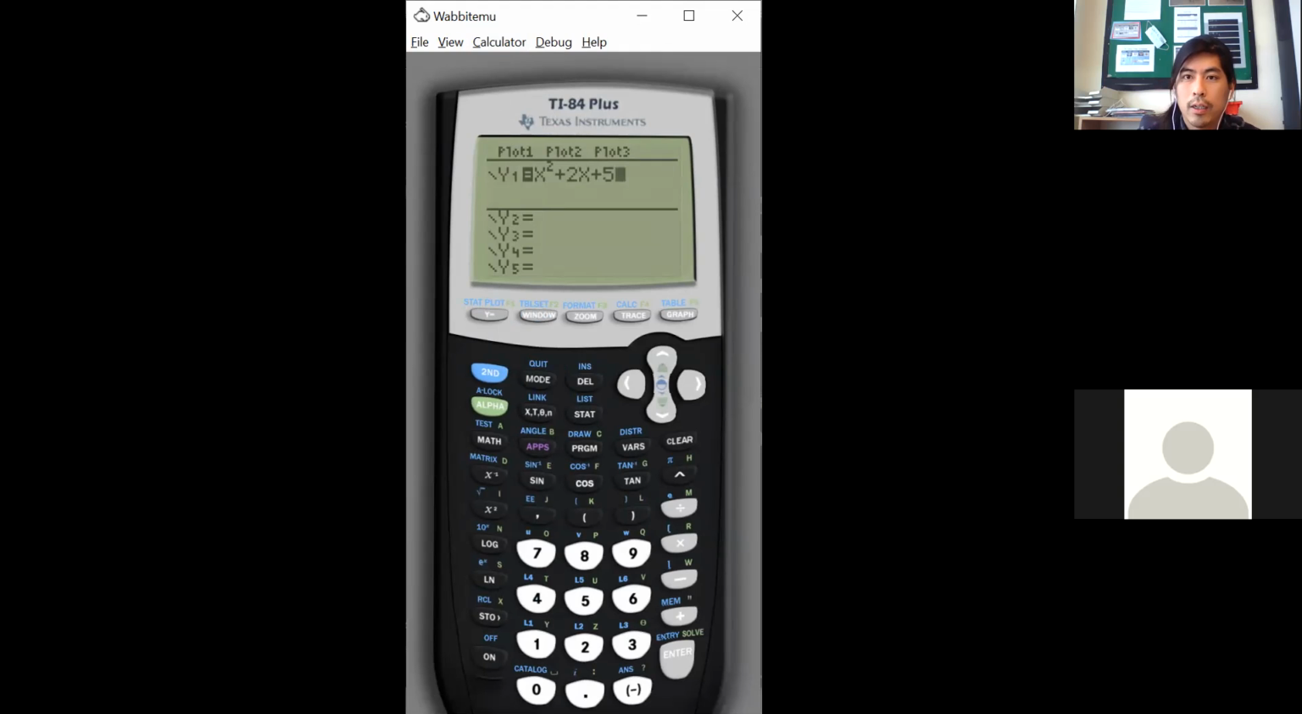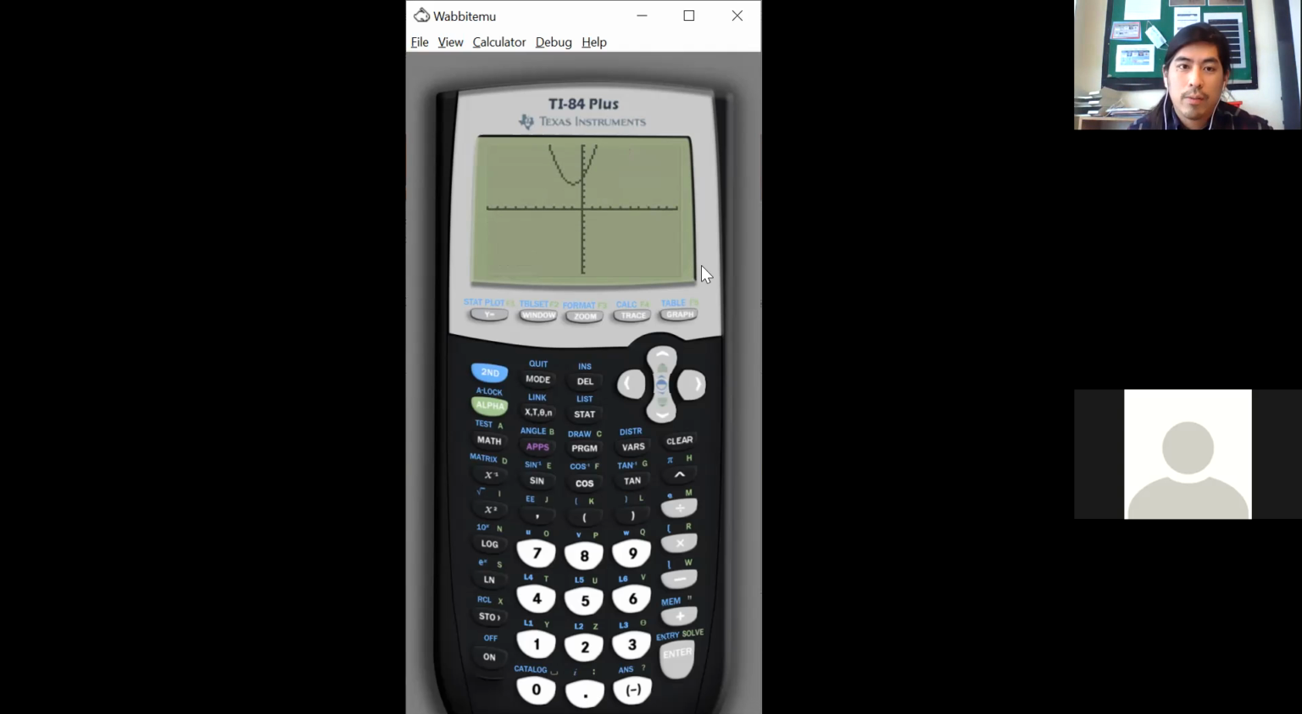We are doing some graphing calculator work. If you don't have a graphing calculator, open up GeoGebra and try to follow along if you can. Then you press enter. All right. And you hit graph. Amazing. That's it. You're done.